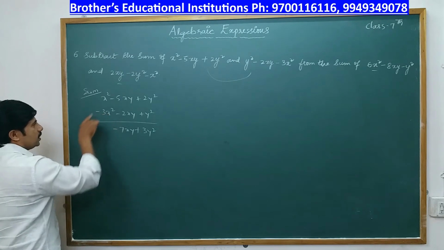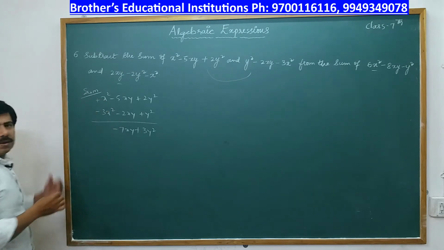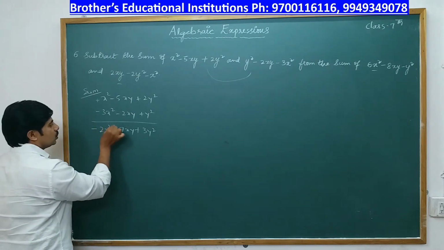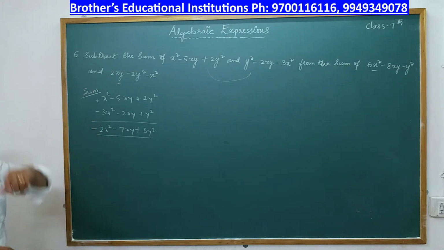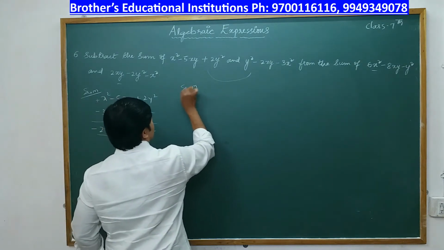X square, we don't have any sign for x square, it is understood to be plus. Plus x square minus 3x square will become minus 2x square. So we added these two. Now I'll add the next two expressions again. So here I'll just put sum and add those two.